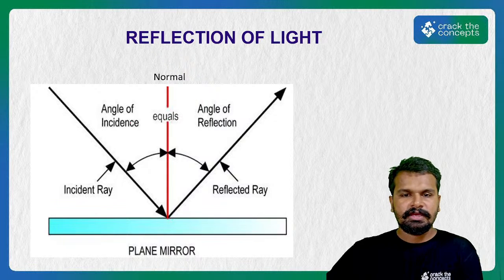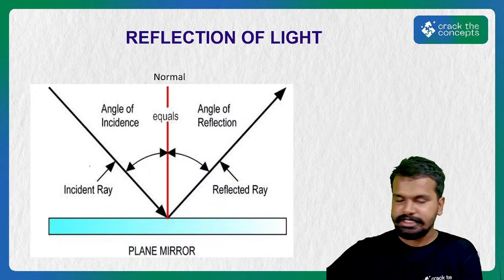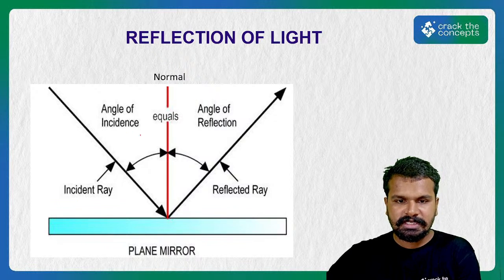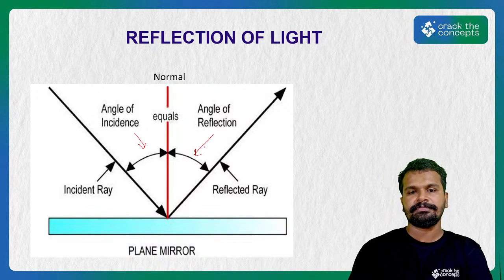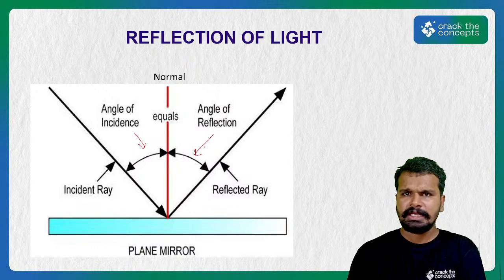Here they have given all the terms. Is it clear? This is the angle of incidence, this is the angle of reflection. Got it? Clear, right?